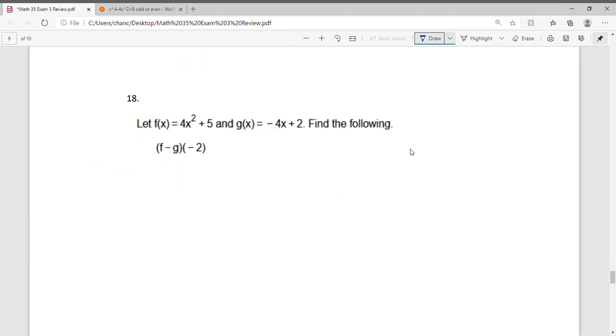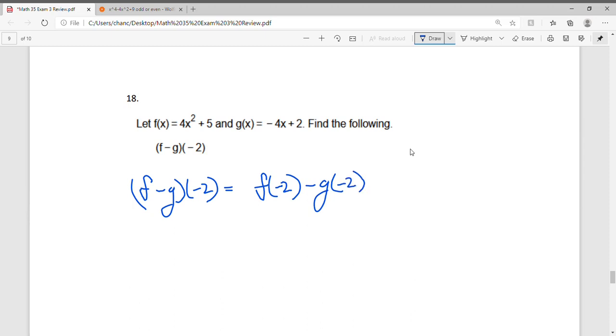Question 18. Let f of x be equal to 4x squared plus 5 and g of x be equal to negative 4x plus 2. Let's find f minus g of negative 2. To do this, f minus g of negative 2 is the same thing as f of negative 2 minus g of negative 2. So let's plug negative 2 into f of x. That's going to be equal to 4 times (negative 2) squared plus 5, and I'm going to subtract g of negative 2.